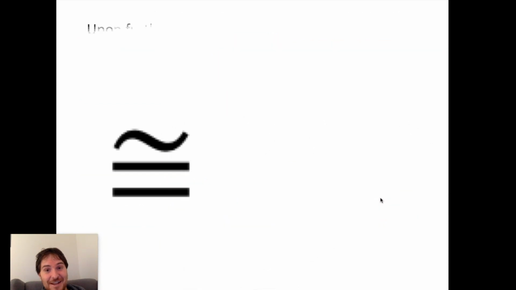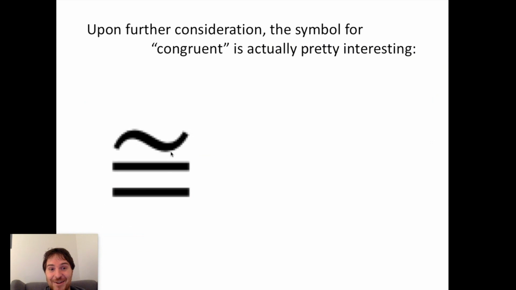So it turns out that two congruent figures are also similar to each other. That actually falls out. Congruent figures also are similar.